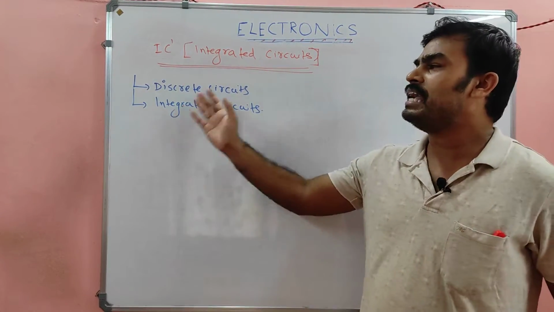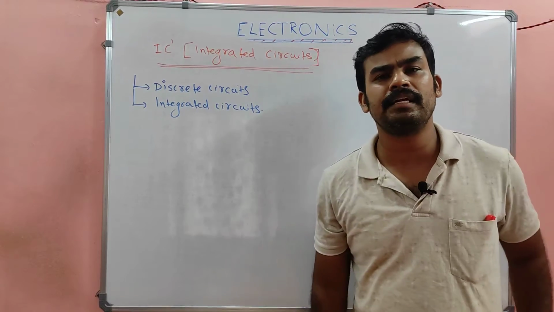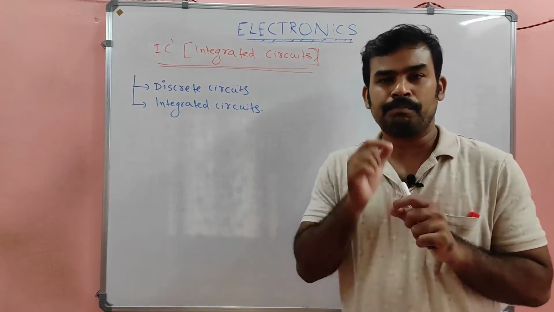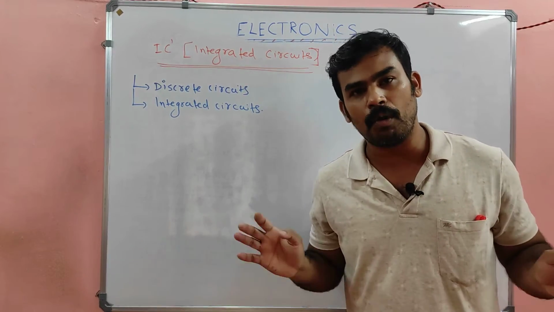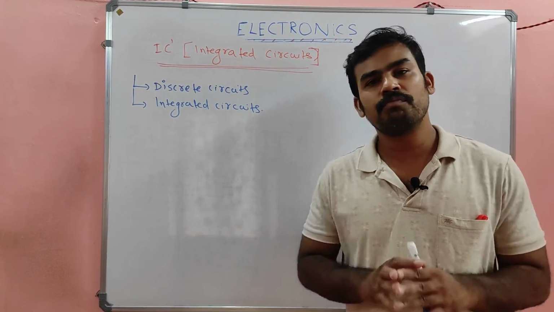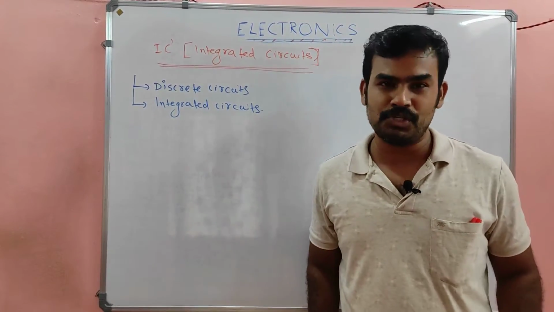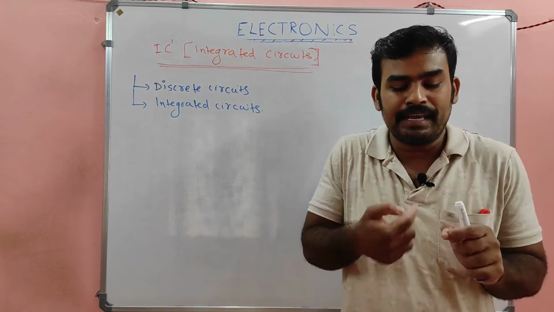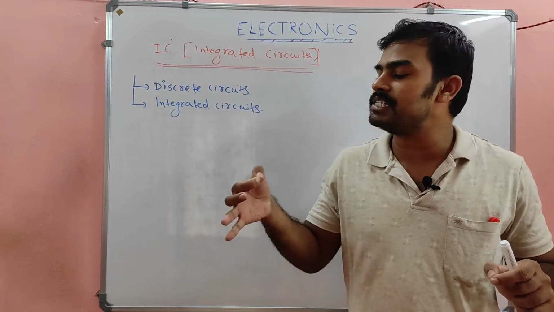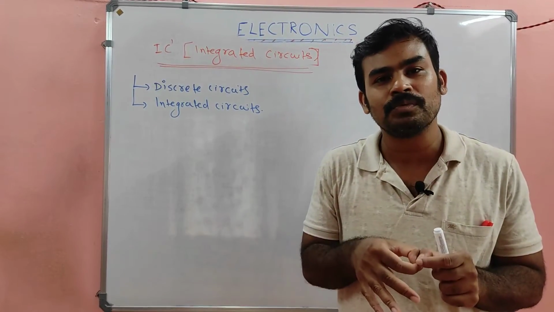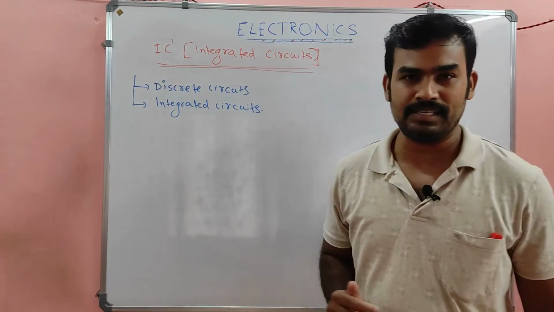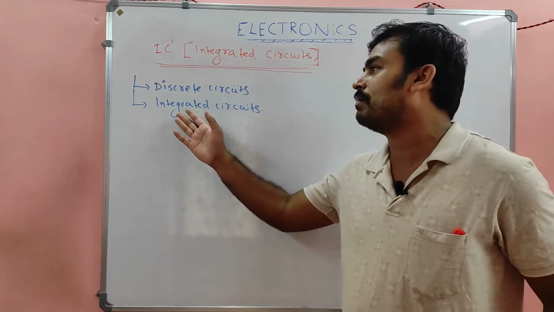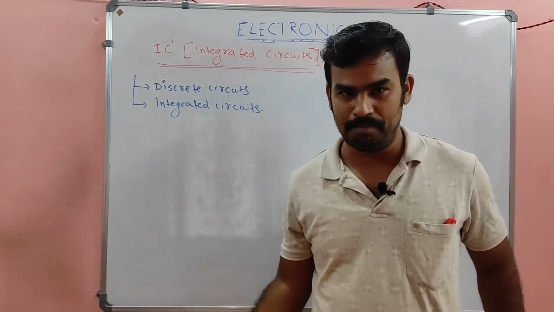The main drawback of this IC is that if any problem happens in one component, suppose a resistor is problematic, then the entire IC we have to change. We cannot individually repair a component. We cannot individually take the resistor and replace it with a new one. That is the main drawback of an IC. If one component goes wrong, the IC you have to replace.